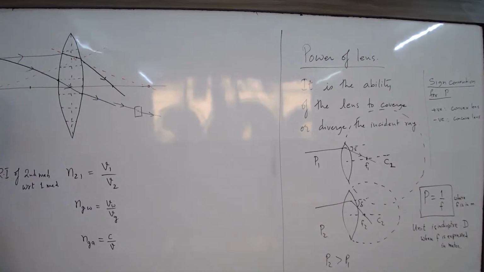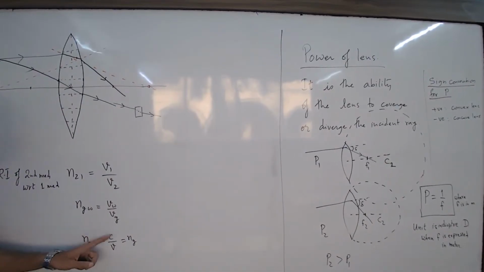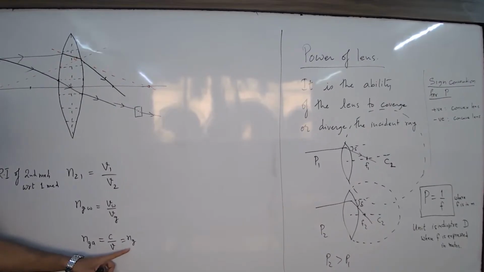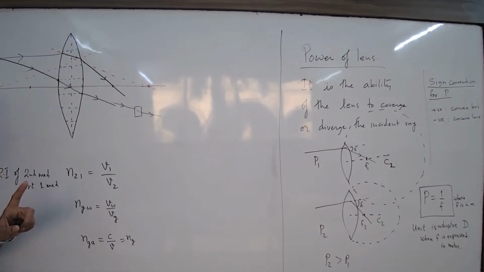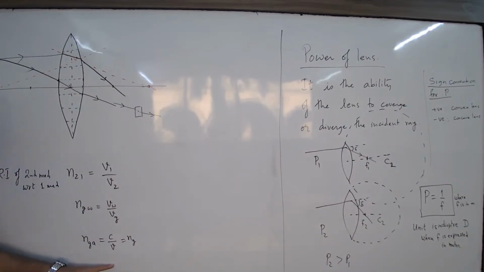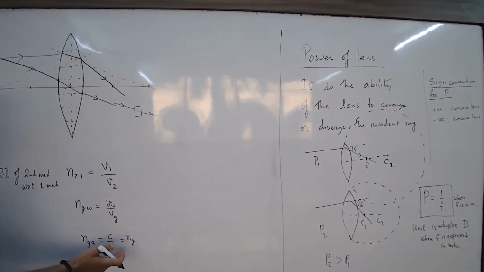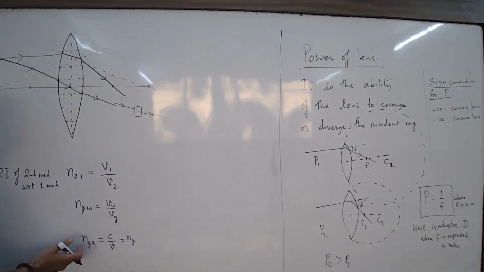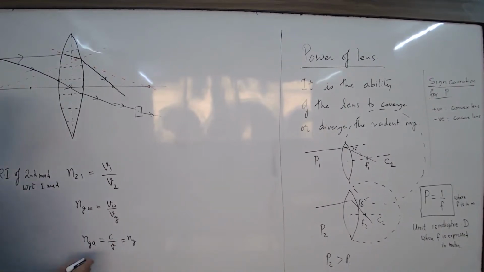In this situation, we don't write the first medium. We just write ng. So this is the absolute refractive index of glass. Whenever the refractive index of any substance is given, it is always with respect to air, and it is always the absolute refractive index. So now we don't say it is the refractive index of glass with respect to air. We say it is the refractive index of glass. So it is the absolute refractive index of glass.